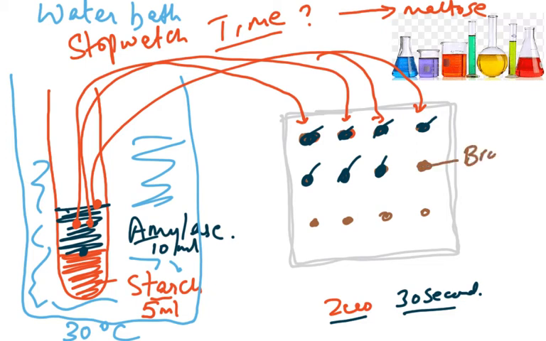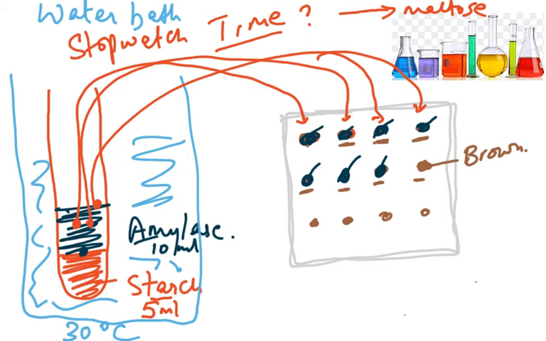Now if it remains brown, it means that the starch has been converted to maltose and no more starch is left. So this was at 0, this was at 30 seconds, then another 30 seconds, so 30, 30, 1 minute, 1 minute 30 seconds, 2 minutes, 2 minutes 30 seconds, 3 minutes, and 3 minutes 30 seconds. So it took 3 minutes and 30 seconds to convert the entire starch to maltose.